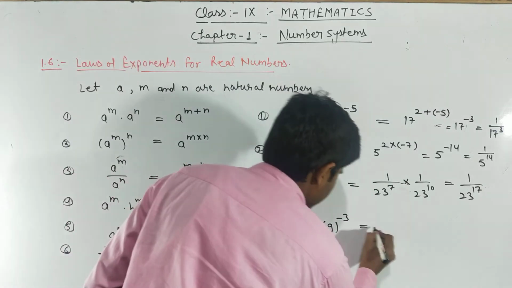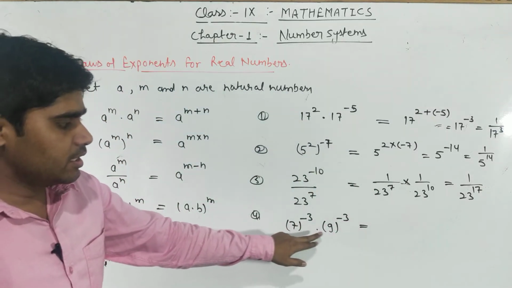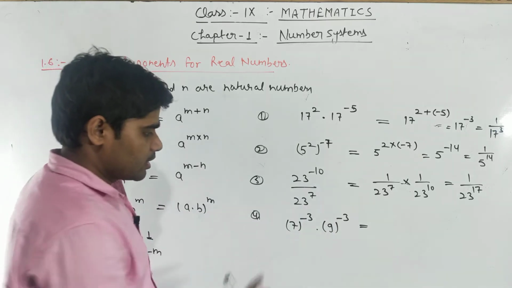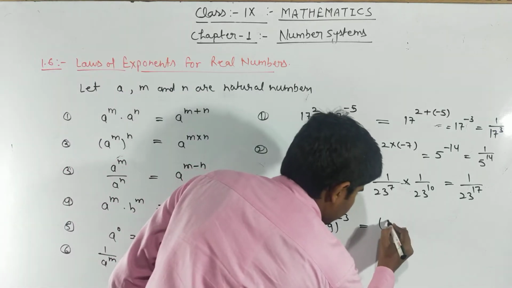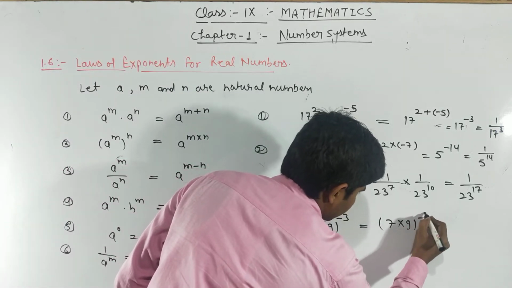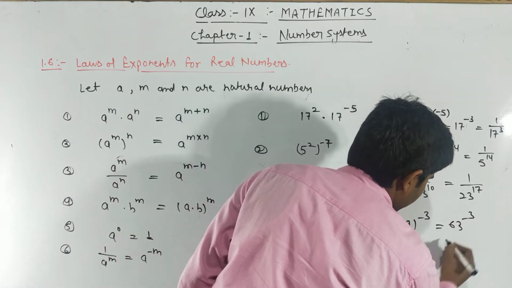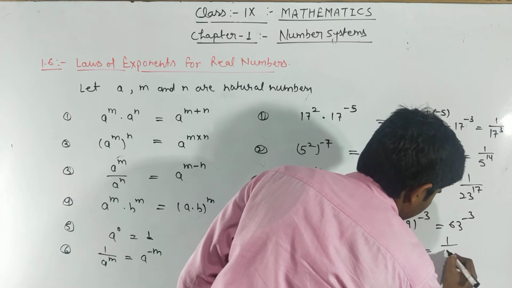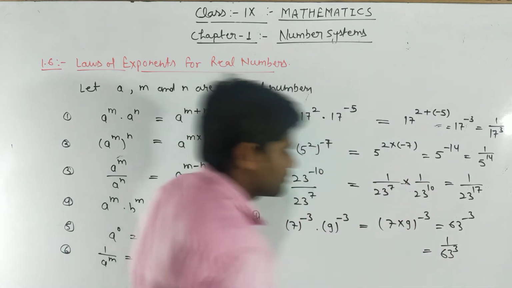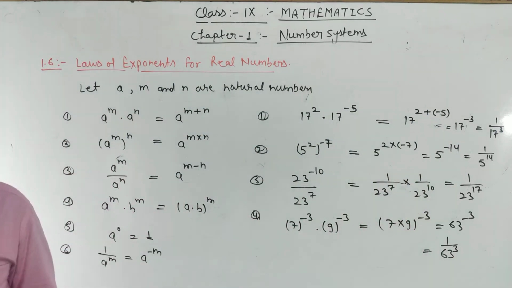This one, 7 raised to the power minus 3, 9 raised to the power minus 3. Then you can write directly 7 into 9 raised to the power minus 3, which is equal to 63 raised to the power minus 3, is equal to 1 upon 63 power 3. Simple? Note it down.